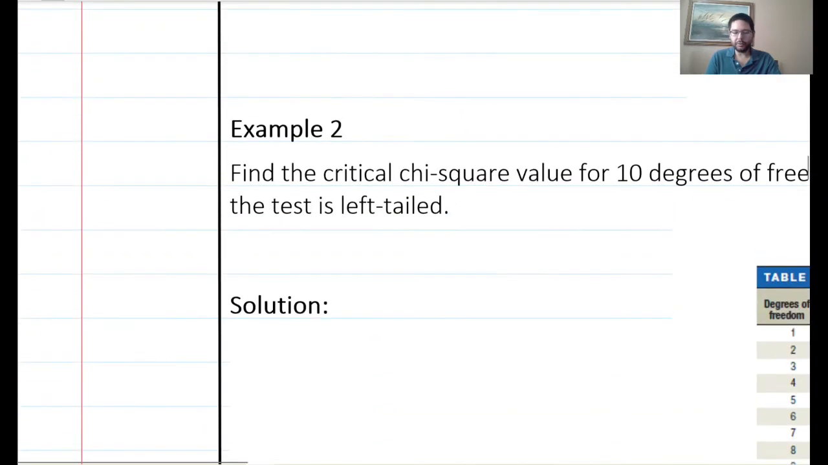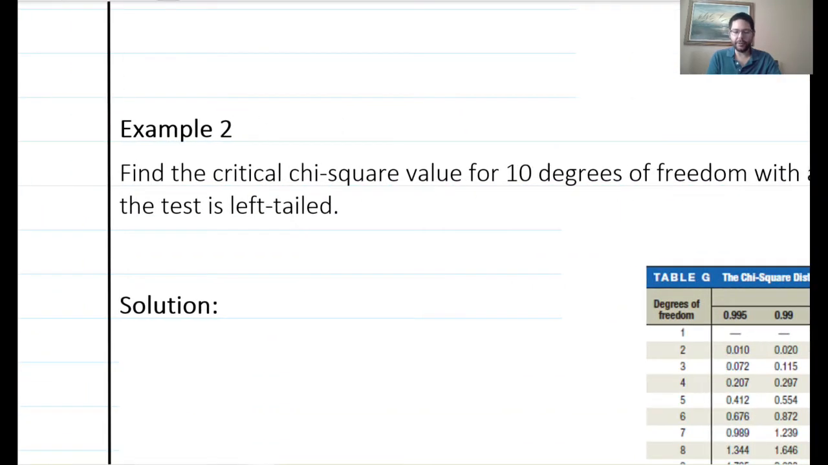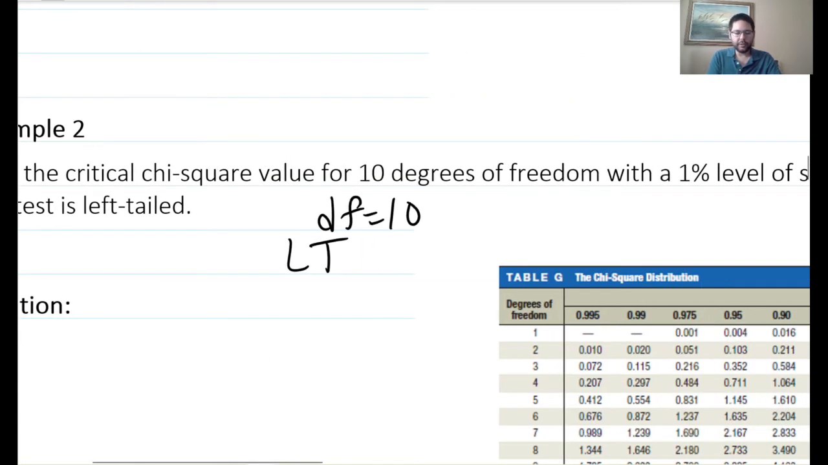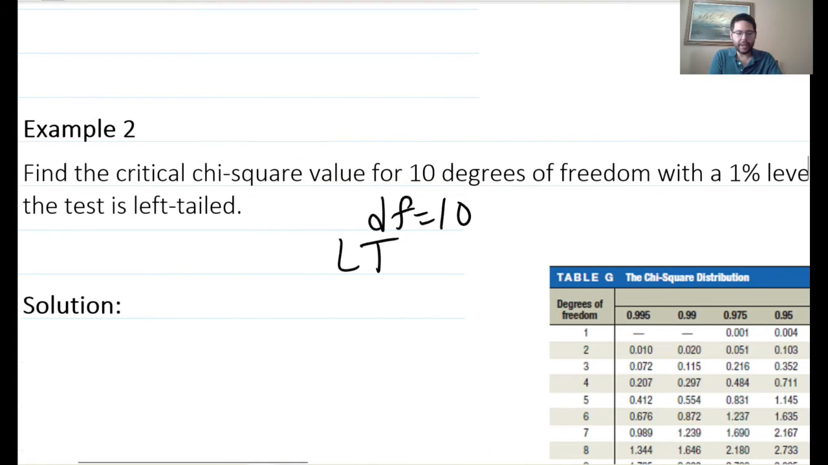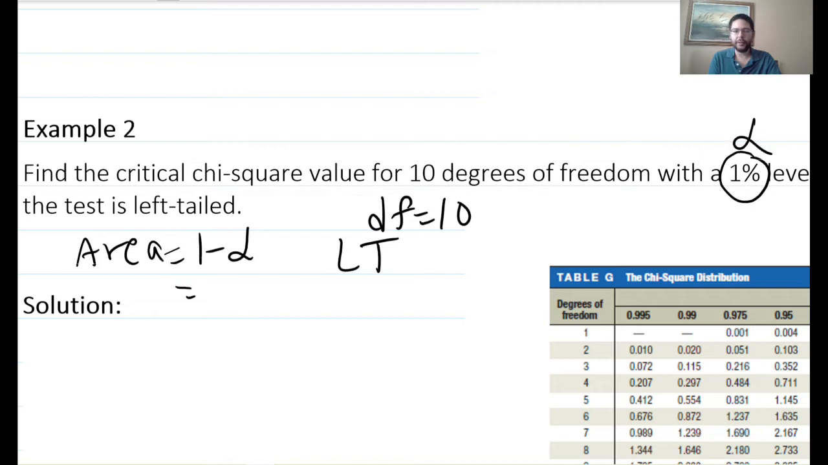Find the critical chi-square value for 10 degrees of freedom. So df is 10, and the test is left-tailed. So since it's left-tailed, that means that we're going to look up our area. Our area is 1 minus alpha. So it's going to be 1 minus, and our alpha is 0.01. So it's 1 minus 0.01, which is 0.99. Okay? So we're going to look that up on the chart.